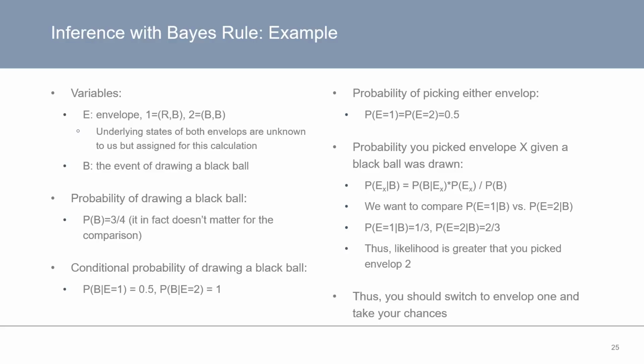Therefore, the better strategy is to switch to the other envelope and take your chances that you'll pull a red ball. Of course, this strategy is not certain. We're dealing with probabilities, but on average, in this scenario, where you drew a black ball in your first attempt, your odds of picking a red ball in the second attempt are better if you switch envelopes.